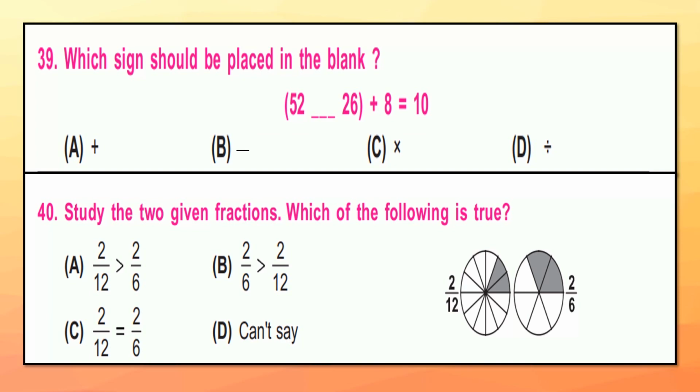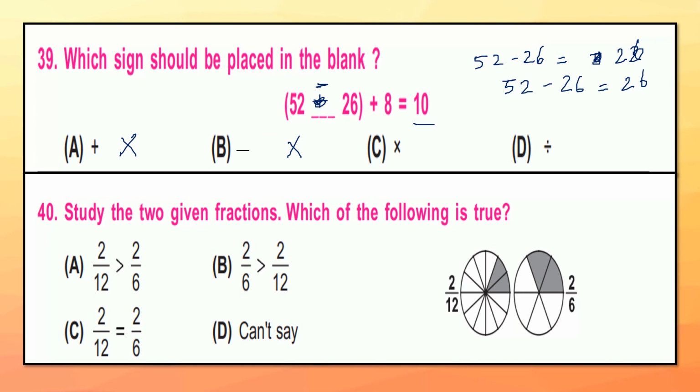Let us see, if you are going to put the plus sign, we will get 52 plus 26 plus 8. We will surely not get 10. So therefore, this option is not the right option. And if you are going to put a minus sign, 52 minus 26 gives us 26. 26 plus 8 is not 10. So therefore, this is not the right option.